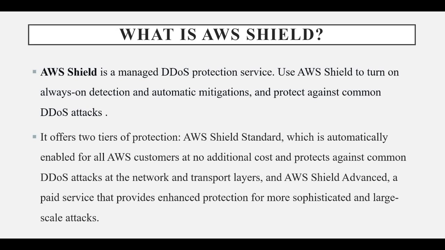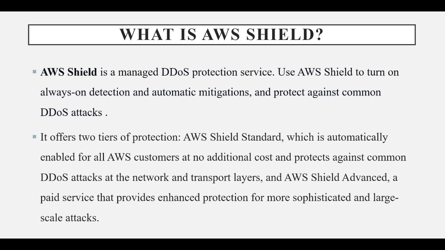And there is also AWS Shield Advanced, a paid service that provides enhanced protection for more sophisticated and large-scale attacks. So AWS Shield has two tiers, Standard and Advanced. In Standard, it is automatically enabled for AWS customers, so we don't need to pay any additional cost. It protects against common DDoS attacks in the network and transport layer.